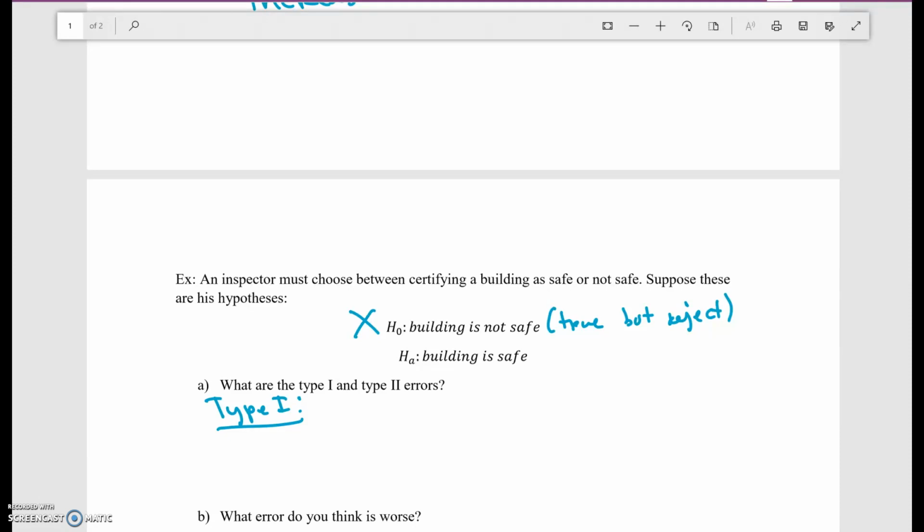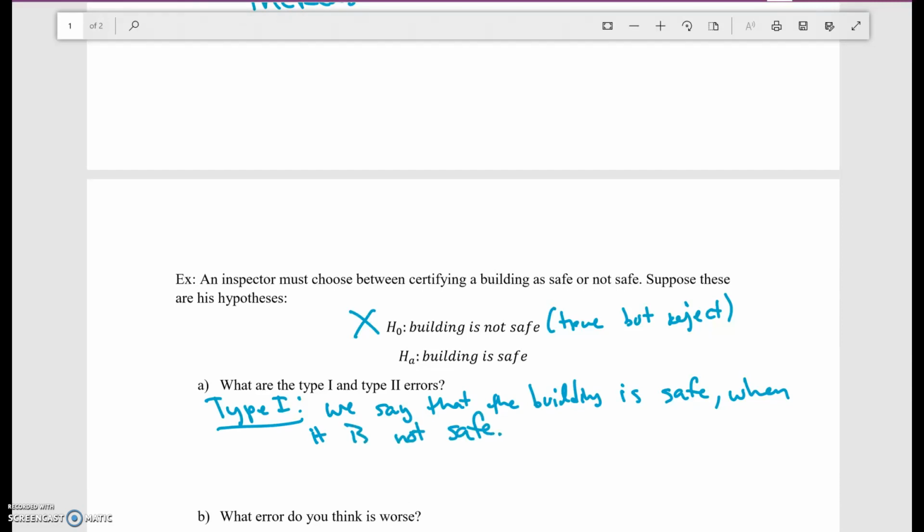So it would be that we say that the building is safe when it is not safe. That's my type 1 error. So since we rejected this, we conclude that the building is safe. But my type 1 error says that it's actually true. So we say that the building is safe, but in reality it's not safe. That would be my type 1 error.